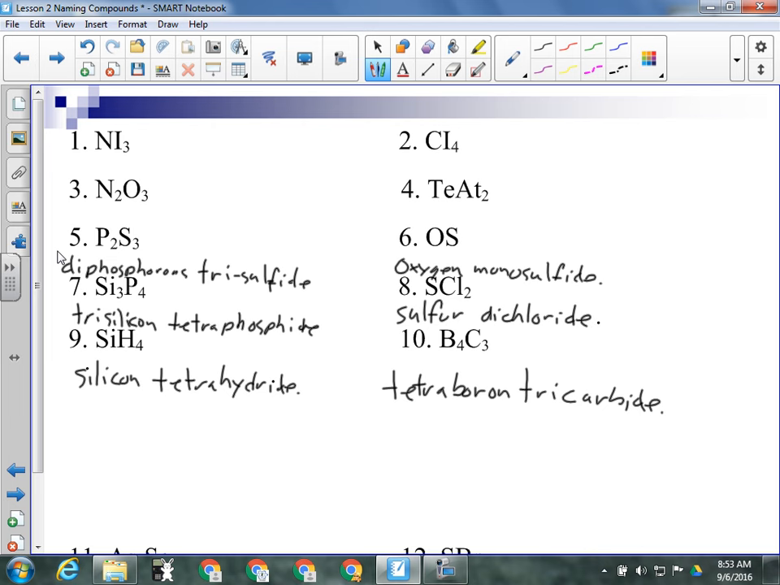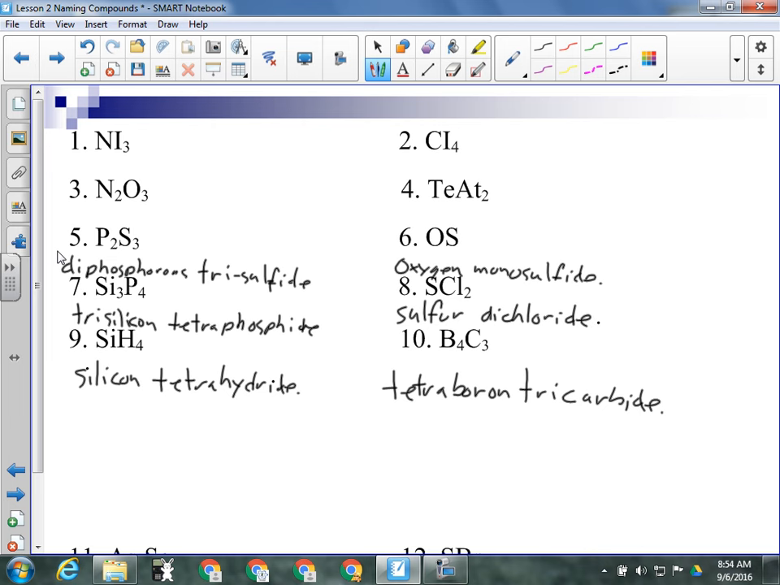Questions on any of those? Is that making some sense? Now it's a little easier when we know the entire list is all molecular. The challenge comes when I give you a list that has some ionic, some molecular, some that need Roman numerals, some that have polyatomic ions, and having to identify which one's which.